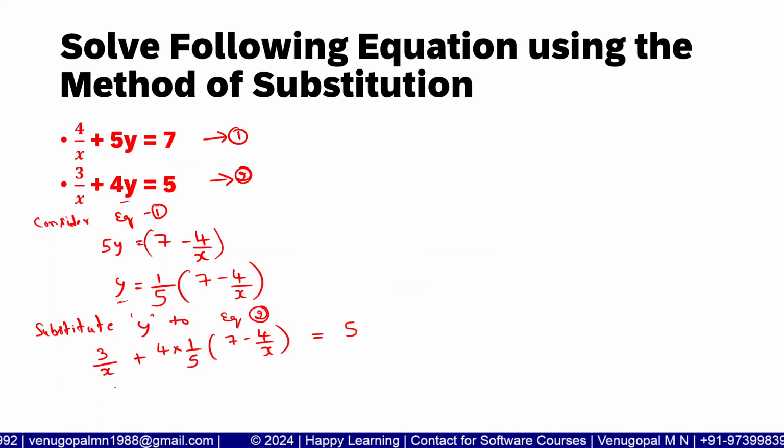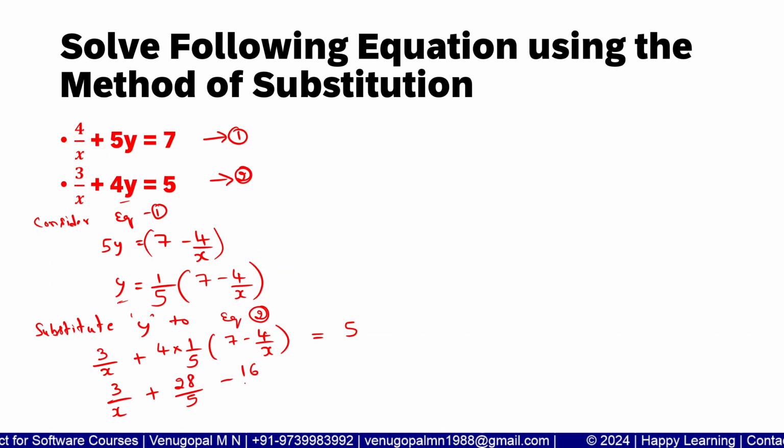So now what it will be? 3 divided by x plus, so this would be 7 fours are 28, 28 divided by 5, and this would be 4 fours are 16, 16 divided by 5x, okay, is equal to 5. Now we will have to solve this.